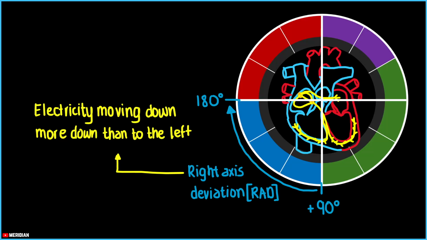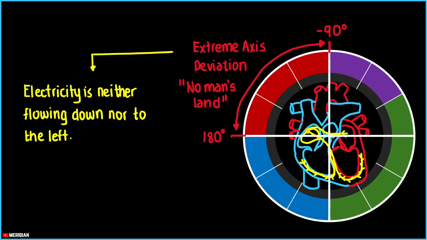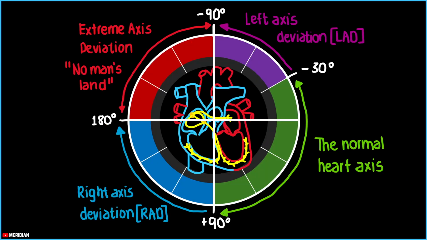And if the axis goes beyond plus 180, looping past the bottom of the circle entirely, that's an extreme axis deviation, sometimes called the no man's land of the axis, meaning that electricity is neither flowing down nor to the left. For most purposes, you don't need the exact degree. Knowing which of these 4 categories the axis falls into is usually enough.